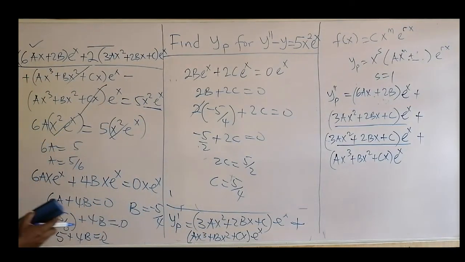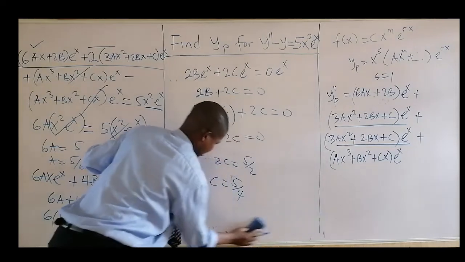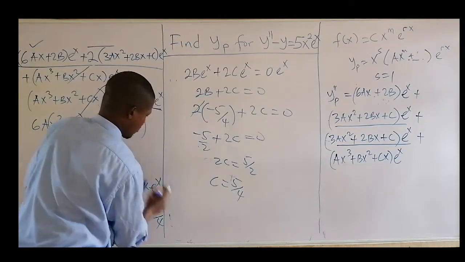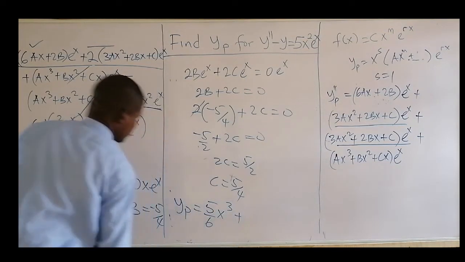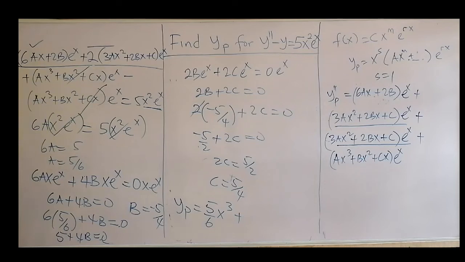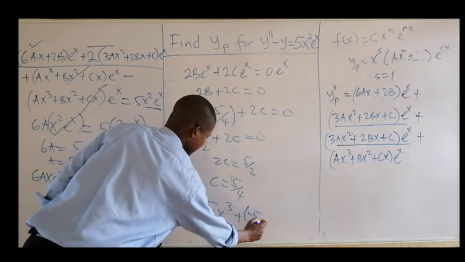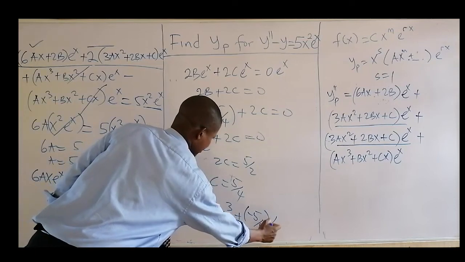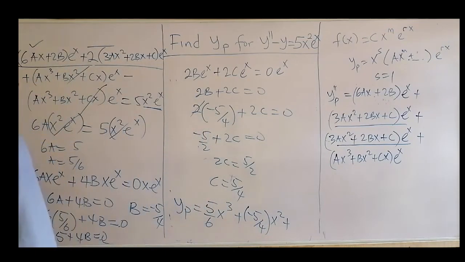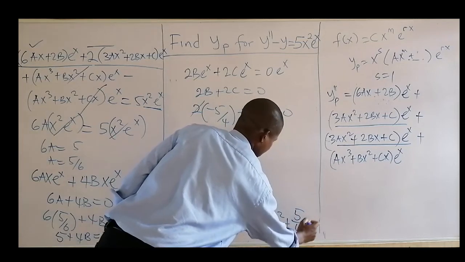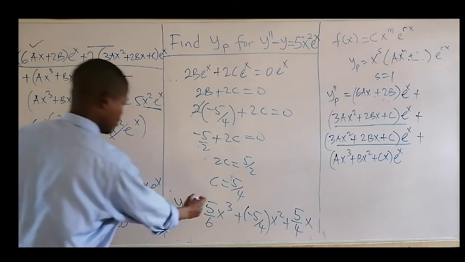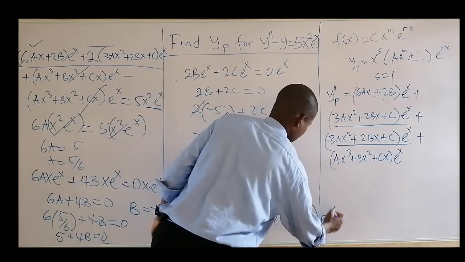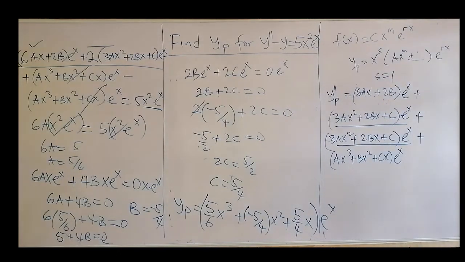Then the particular solution they are asking us to get will now become y_p equals 5/6 x^3 plus b, b is minus, so minus 5/4 x^2, then plus c, 5/4 x. So that's that. Then you can close it, e^x. Okay, so that's the solution. That's the y_p they asked us to get for that.